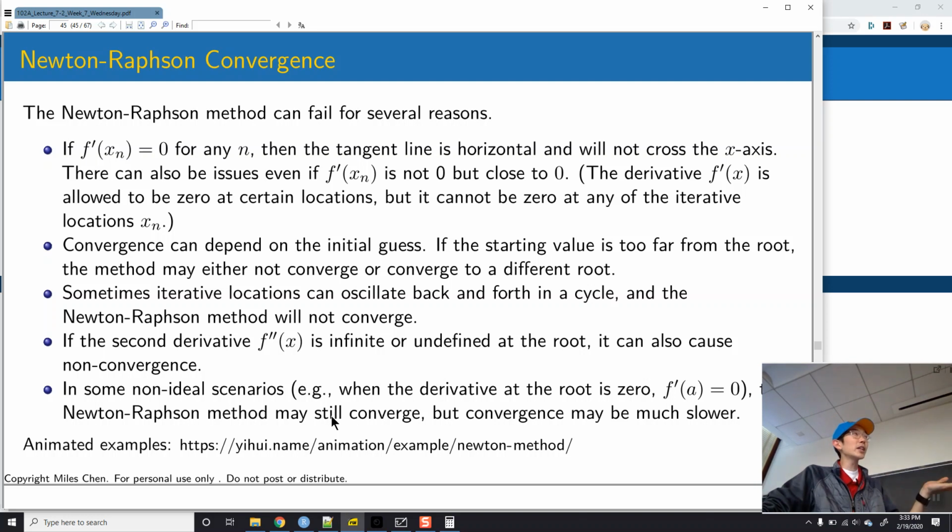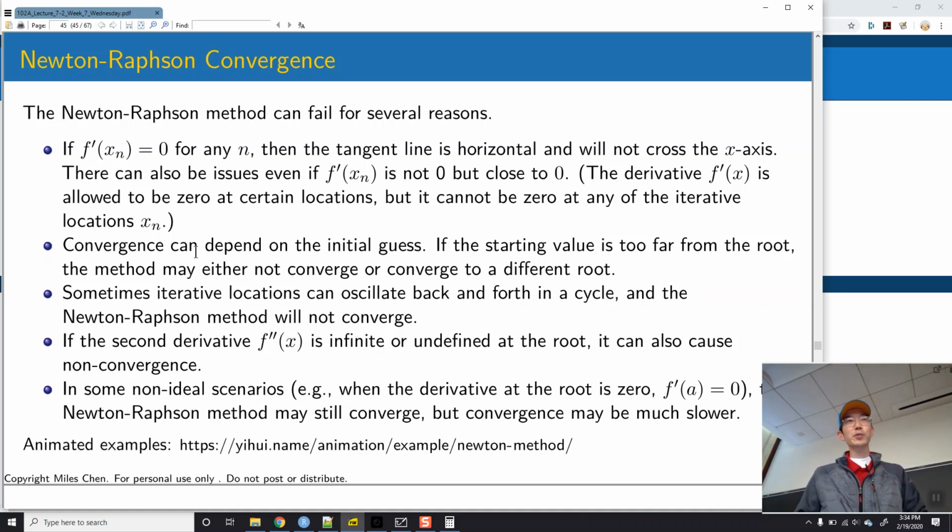That's not to say that the function is not allowed to ever have a local min or local max. You can have derivatives equal to 0. It's just that in your sequence of iterations, your iterative steps are not allowed to end up at a location where the derivative is equal to 0. If you happen upon such a location, maybe you just change your starting location, and maybe you'll avoid that spot. So it's fine to have a derivative equal to 0, just not at one of the locations in your iterations.